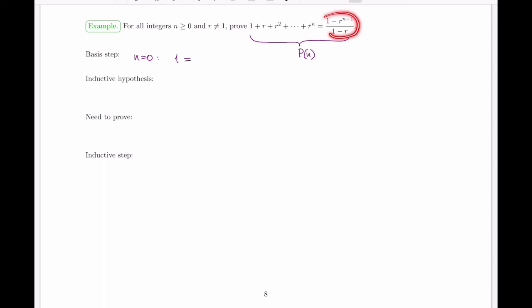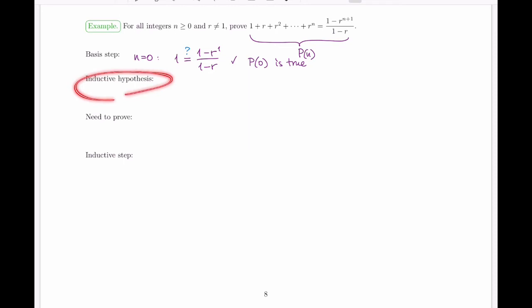And on the right-hand side, what happens if n is 0? Let's just plug it in. So I have 1 minus r to power 0 plus 1, so 1, divided by 1 minus r. Is that equation true? Is this actually correct? Well, 1 minus r and 1 minus r will cancel, so that will be a 1 on the right-hand side, and it's a 1 on the left-hand side. So indeed, it is true, and therefore P of 0 is true. And our base case is satisfied.